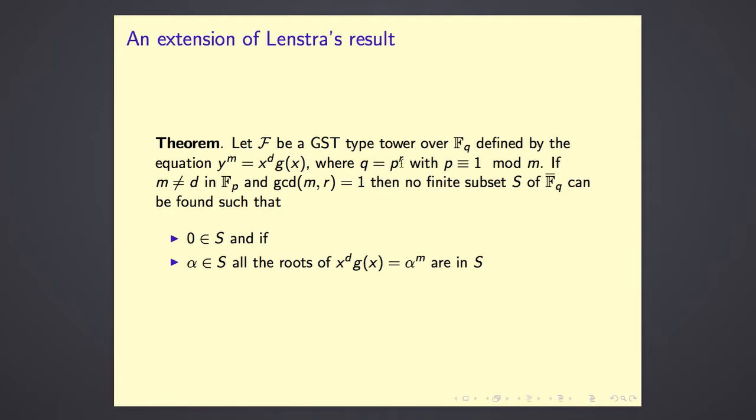In this case, q has to be of the form p to the r, with p congruent to 1 mod m, m different from d in Fp, and m and r coprime. Then, again, we cannot find a finite set S in the algebraic closure of Fq satisfying the condition of Garcia, Stichtenoth and Thomas.